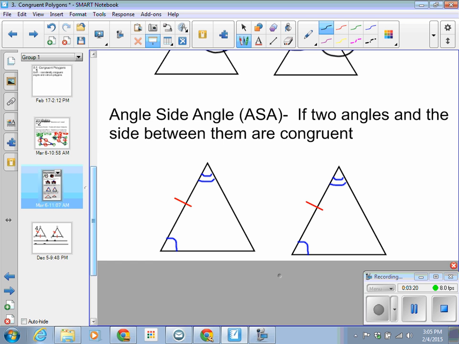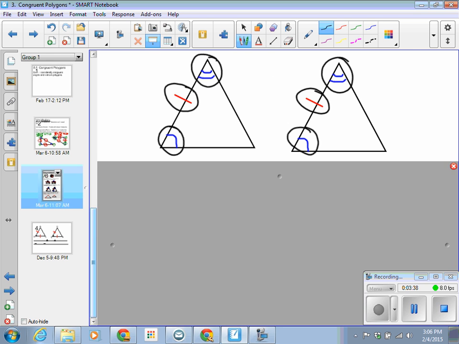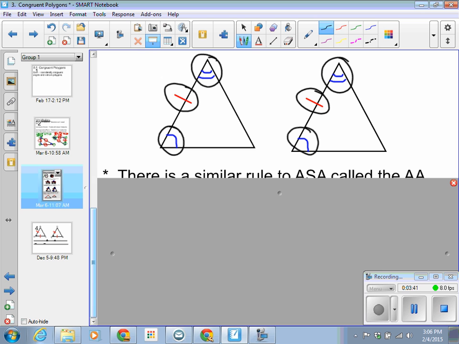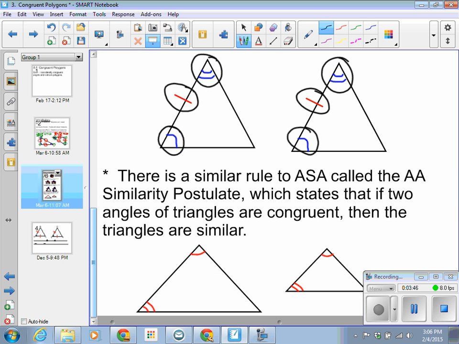Next is angle, side, angle. We have two angles and the side between them. If those are congruent, we can tell from the tick marks that the side there and the other angle are congruent. It helps to think of the angles sandwiching that congruent side. So those show congruence.